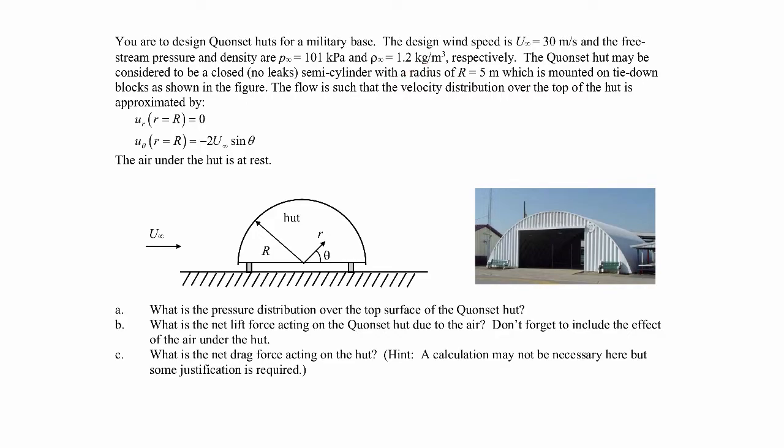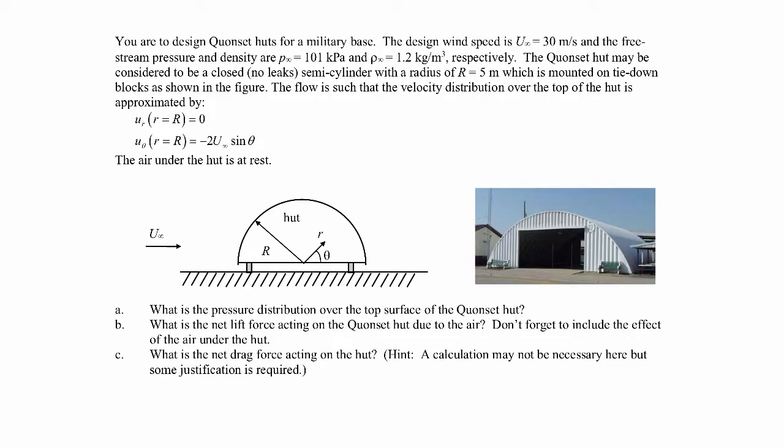And we're told what the velocity field looks like over the surface of the hut, the top surface. So we're told that the radial component of the velocity over the surface here is 0, which makes sense because it's a solid surface. And that the tangential velocity over the surface here is minus 2 u infinity sine theta, where theta is measured from the right side horizontal of the hut.